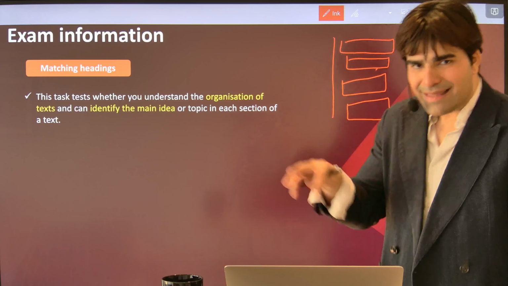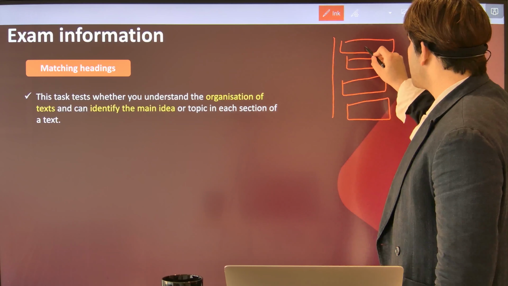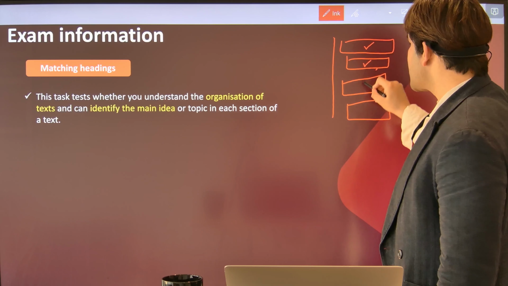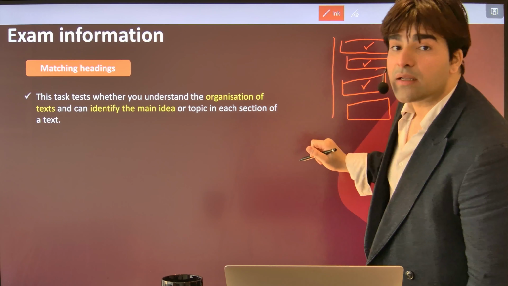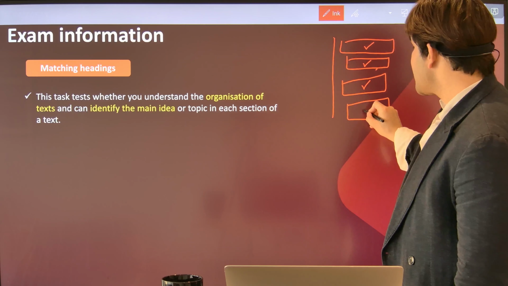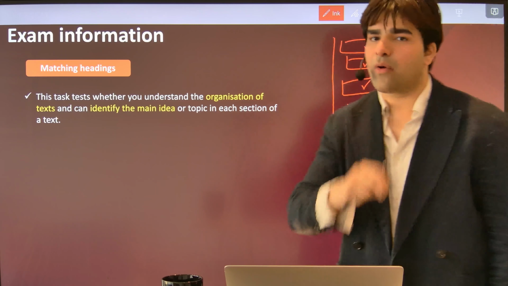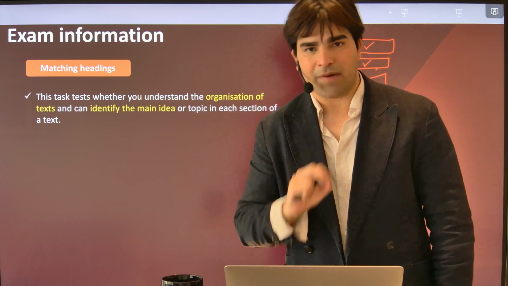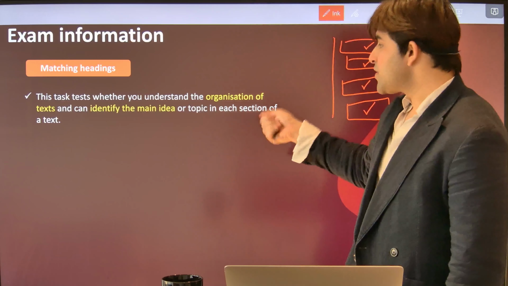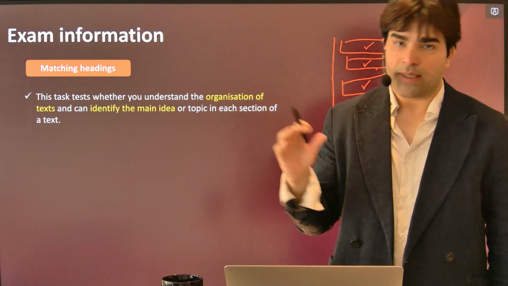Your task in this type of question is to understand the main idea. We also call it MI. What do we call it? MI. Your task is to understand the main idea of that paragraph. That's what you have to do. All right? So that's your step number 1.